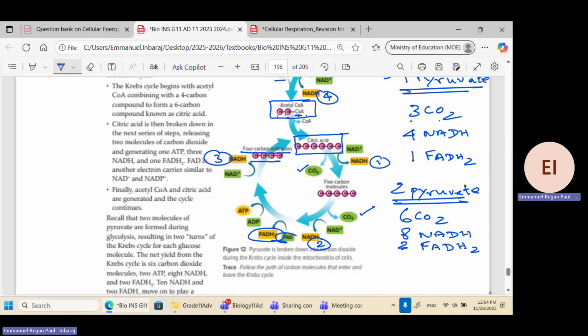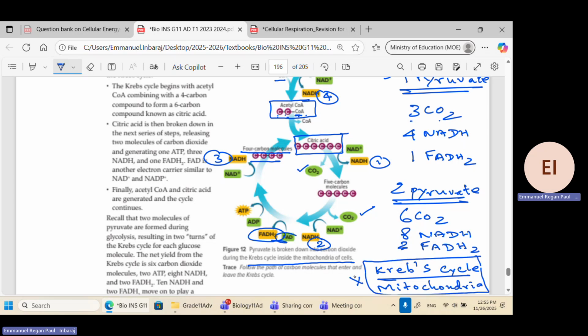You need to know this, and one more thing you need to know is where this takes place. The Krebs cycle takes place inside the mitochondria. So don't forget, glycolysis takes place in the cytoplasm, and Krebs cycle takes place in the mitochondria of the cell. Very, very important. You will get this.